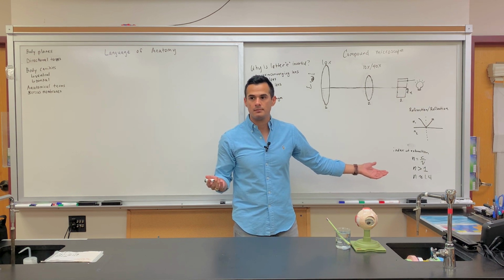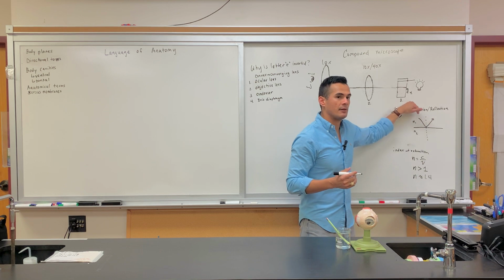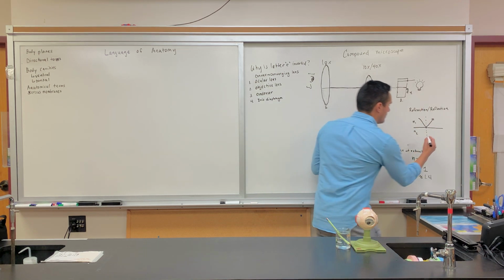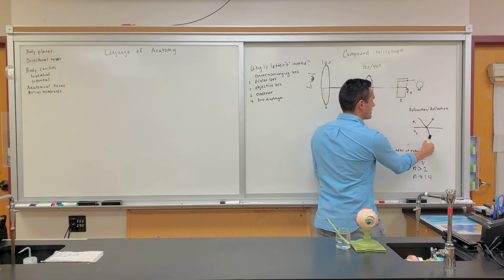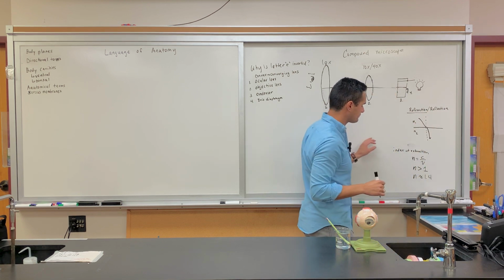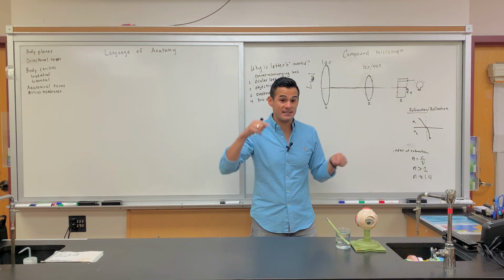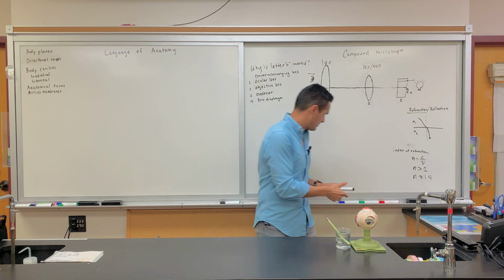Make sense? Yeah? So instead of reflection happening where the light ray bounces off, it'll bend here towards what we call the normal. So let me erase this. That was reflection, and this here is refraction. You see how the light ray is bent? Let me show you what that looks like.